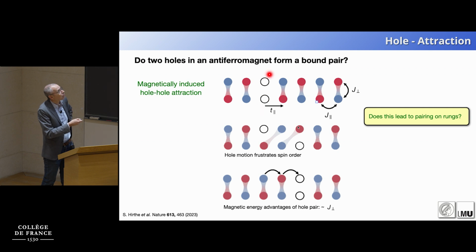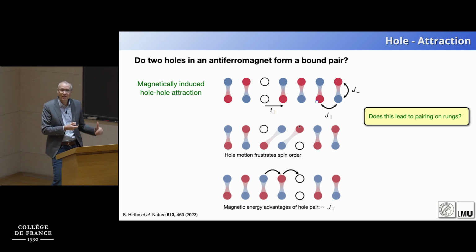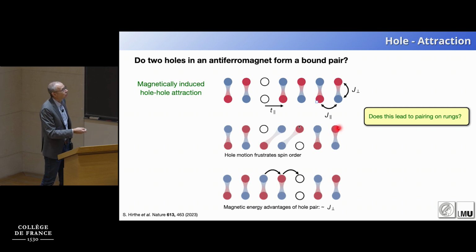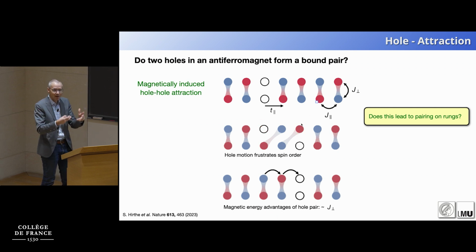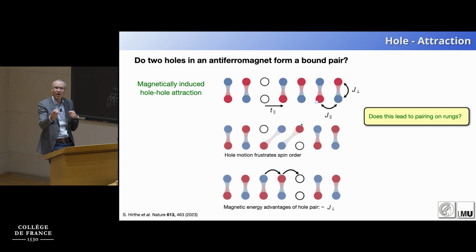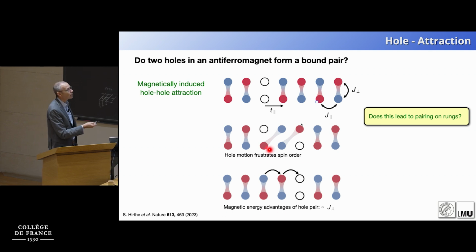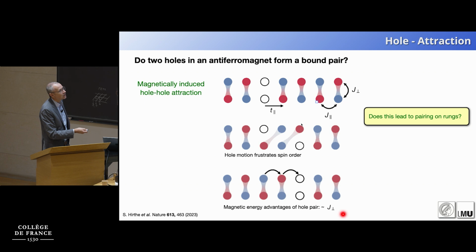Let's imagine you put 2 holes into the system, and now one hole starts to move. If one hole starts to move, it will break the singlets. The singlets are now tilted, and that costs you energy. That's not good. So to undo this energy cost, the second hole can follow in pursuit, and then it undoes the damage the first hole has been doing while moving through the system. When they move together, it's good energetically. When they move separately, you always have a high energy cost in the system. This leads to a pairing of those holes with an energy scale on the order of the exchange coupling along the rungs, J-perp.